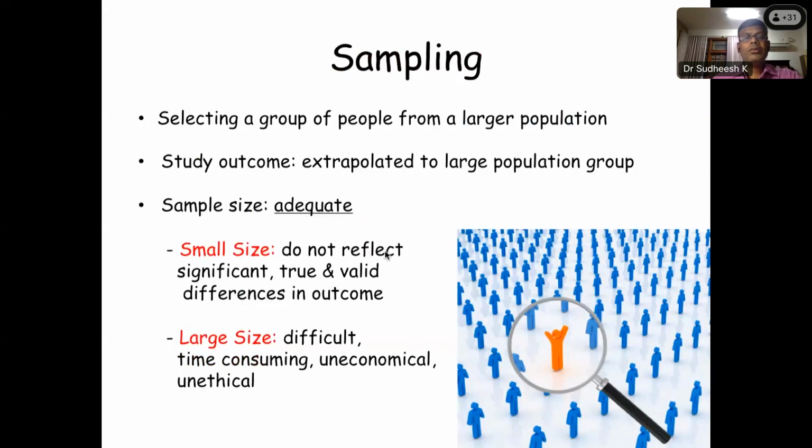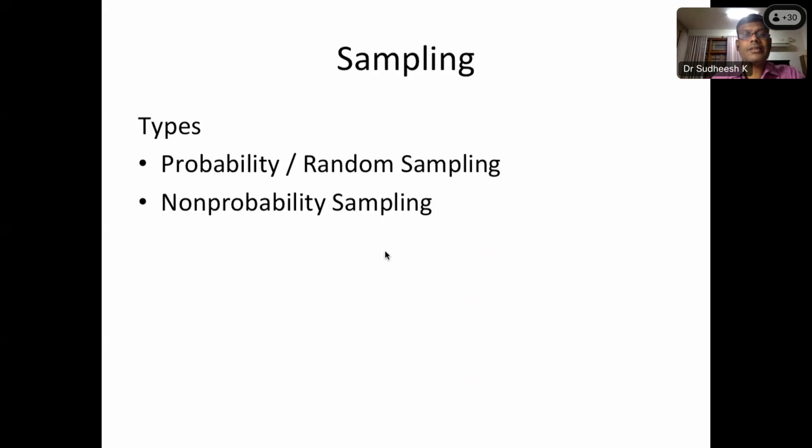So sampling is nothing but selecting a group of people from a larger population. Therefore, the study outcome can be extrapolated to the larger population group. And sample size most of the time has to be adequate. If it is over or undersampled, then it has its own consequences regarding the outcome of the study. This is something I am going to elaborate in the subsequent slides.